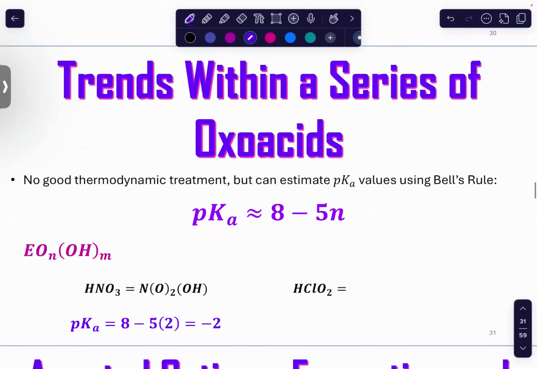Now, trends within a series of oxoacids, and this is a whole section that I was able to reduce to one slide because you really only need to know this. So sometimes you run into these problems, like your oxoacids. Experimentally, there's really no good thermodynamic treatment, but we can still estimate the pKa values using what's called Bell's rule.